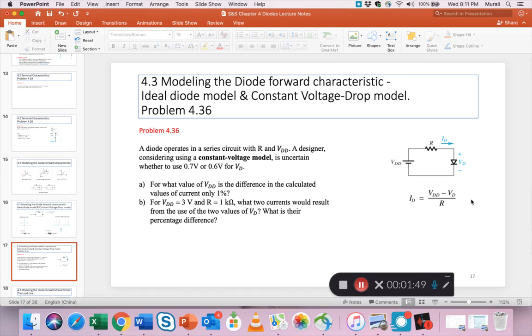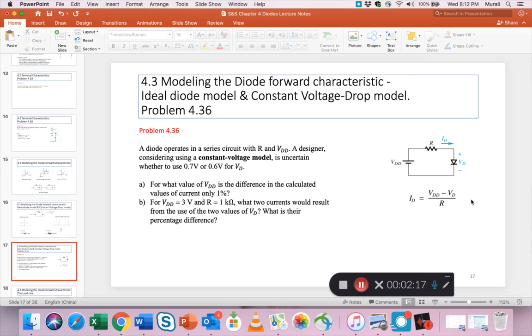Okay, let's see what he wants in A. For what value of VDD is the difference in the calculated value of current only 1%? Okay. So if he doesn't want to have an error or a difference between using 0.6 or 0.7, what should be the value of the bias voltage VDD so that the difference is restricted to 1%?